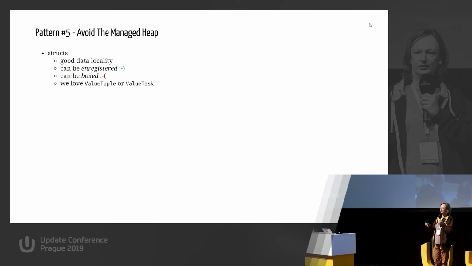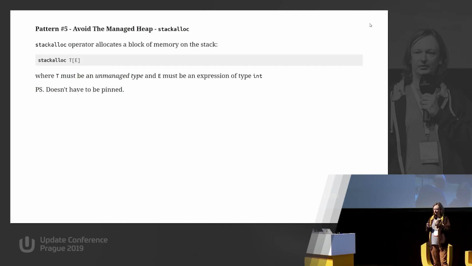Obviously, we still love structs, and we will see more and more types that have a struct alternative. Like if you are using async and Task, now we have ValueTask. If you are using tuples, now we have value tuples. All those are structs because they provide much better data locality and so on. But still there are more powerful solutions like the stackalloc operator, or using ref structs, or fixed size buffers.